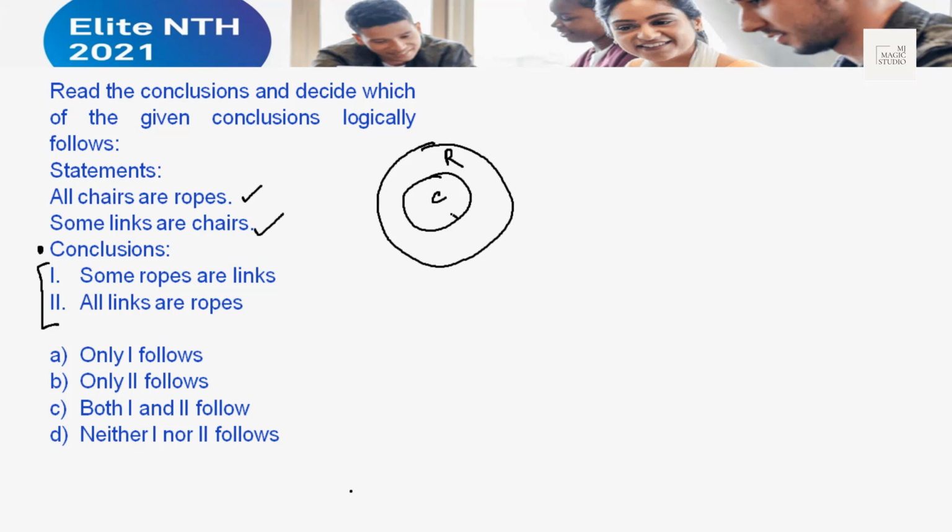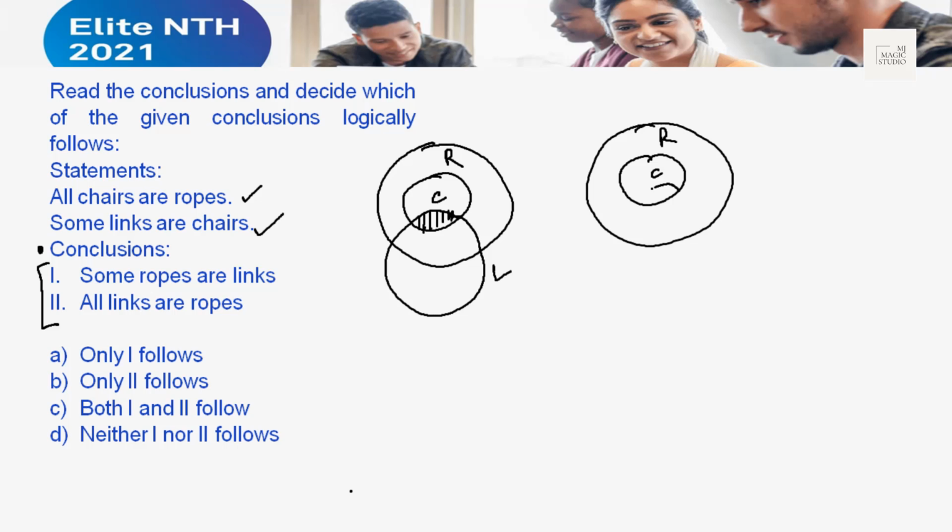So we can have a Venn diagram like this. Some links are chairs, or chair ropes. I can also have a Venn diagram like this, which is link. Some links are chairs. Now, first conclusion: some ropes are links. We can see here, this area says some ropes are links. Here also it says some ropes are links. That means conclusion 1 follows in both Venn diagrams.